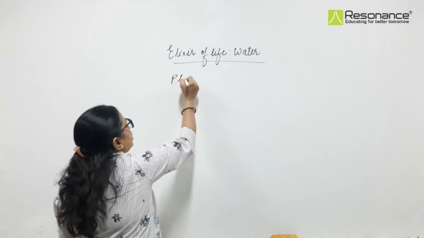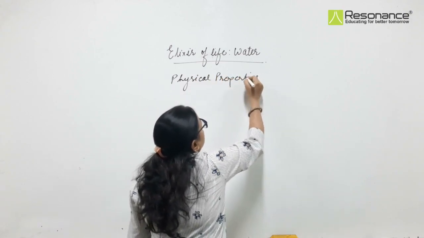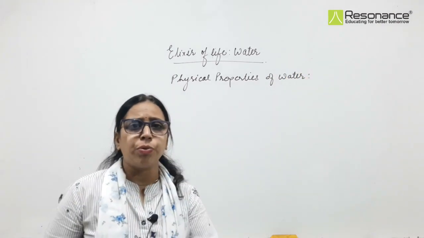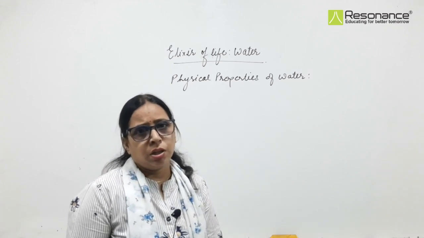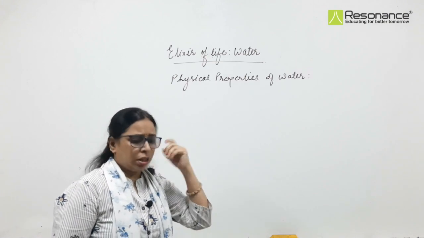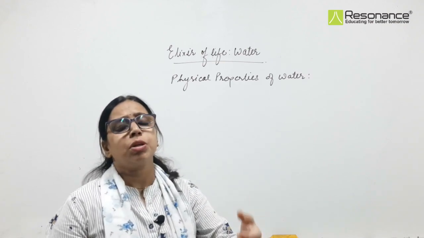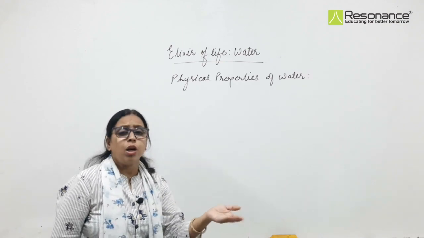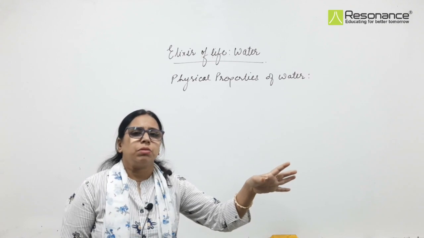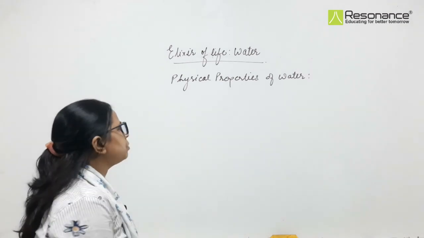Physical properties of water. What are physical properties? Physical properties are those properties which we can see, which we can feel, which we can touch, which are related to the physical appearance. Appearance, touch, everything. How does water look, what is its smell, what is its taste, what is its melting point, what is its boiling point, does it conduct or not. All these properties, conductivity, malleability, boiling point, melting point, state, all these are physical properties. So these properties we are going to discuss.